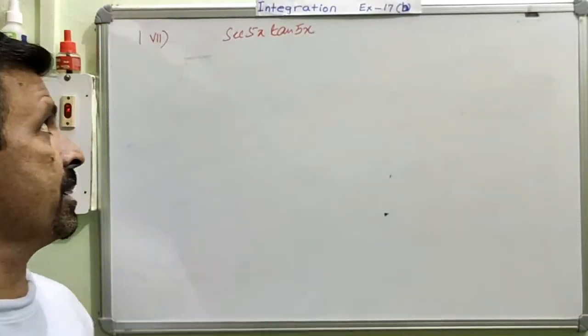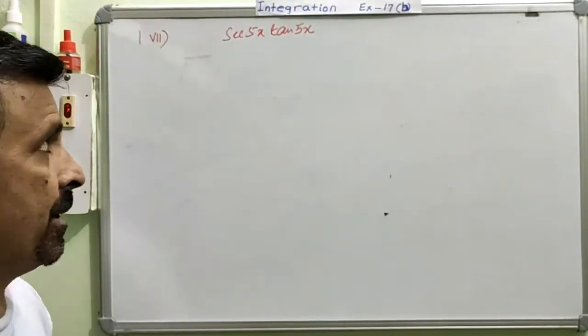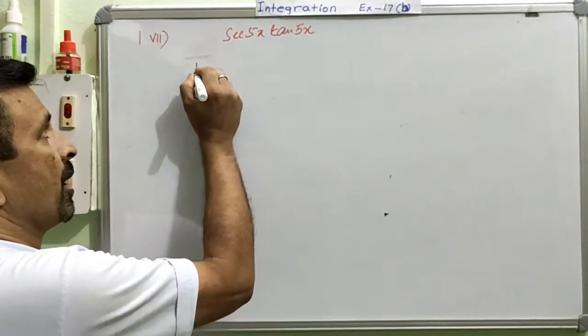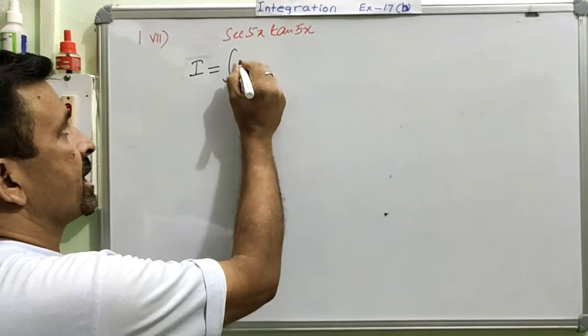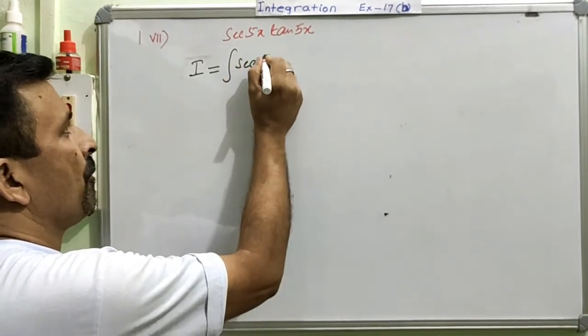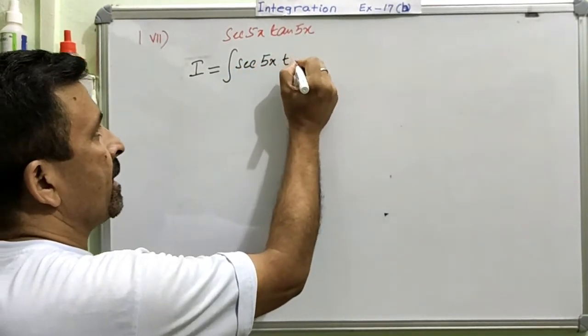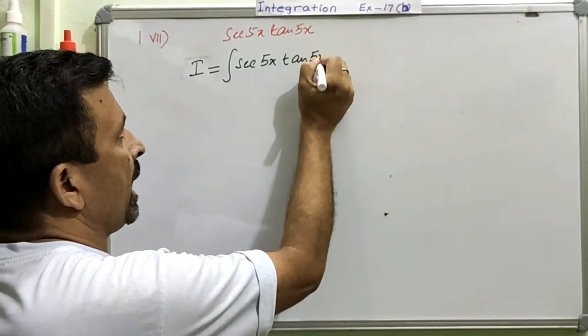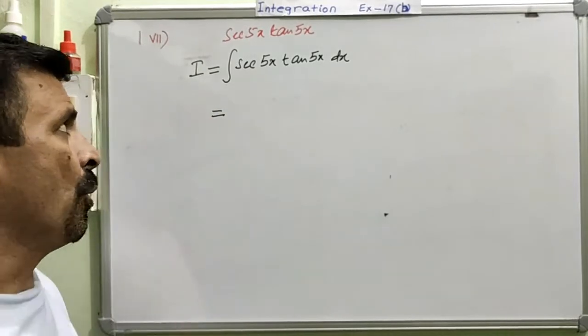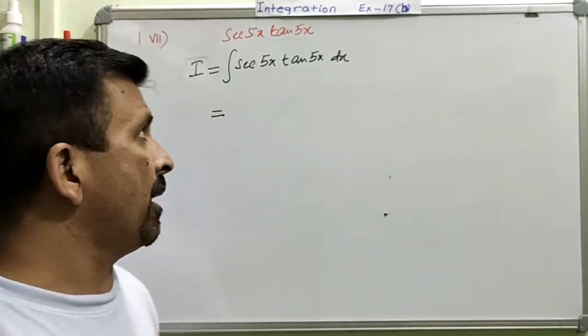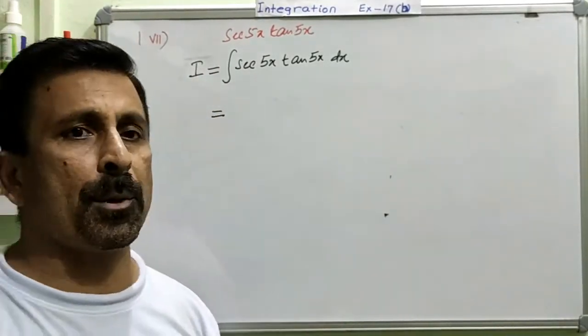Now the next question we have is Roman number 7. Right? Very simple question. Once again we are going to find out the integration of this given function. So let us write this as integration of sec 5x tan 5x dx. Okay. Now we have our trigonometric function in the form of a product.